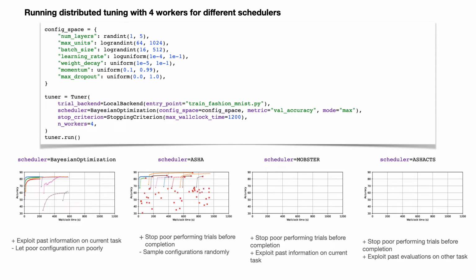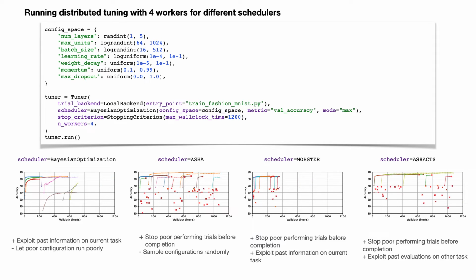ASHA, in contrast, stops any configuration that is bad after a few epochs, but samples configurations at random. We also provide support for MOBSTER, which combines ASHA and Bayesian optimization essentially. And finally, we support transfer learning methods that learn from previous tuning.